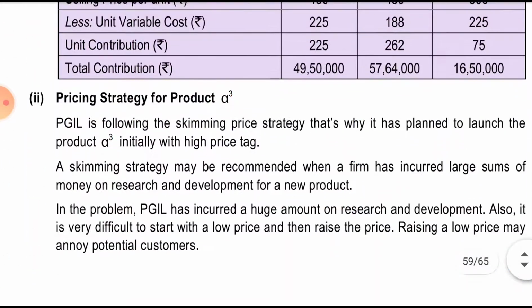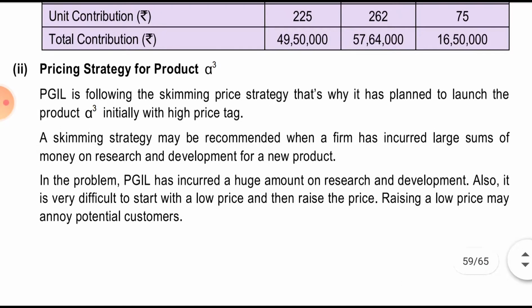Here it is. PGIL is following the skimming pricing strategy. That's why it is planned to launch the product alpha initially at a high price. A skimming pricing strategy may be recommended when the firm has incurred a large sum of money on the research and development of the new product. In the problem, PGIL has incurred a huge amount on research and development, because initially they have said that 30 lakh rupees they have incurred. So the firm will basically adopt a skimming pricing strategy.